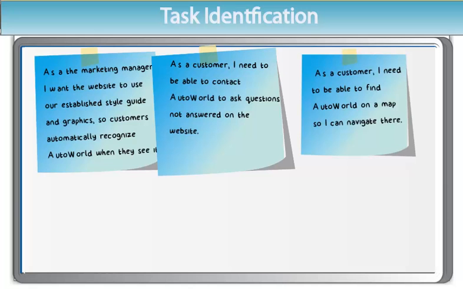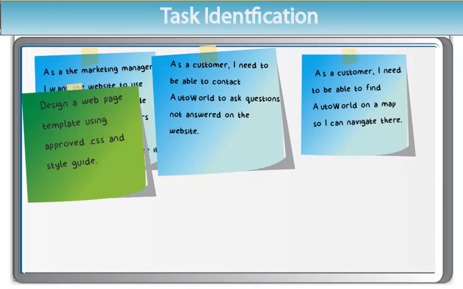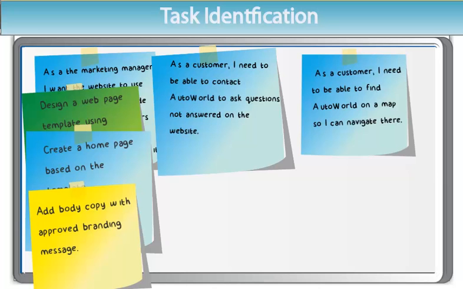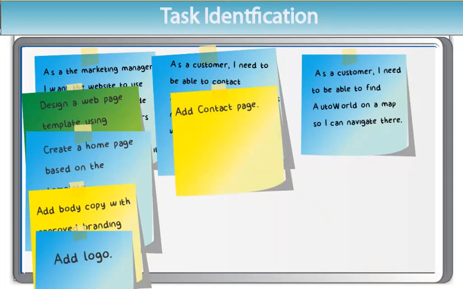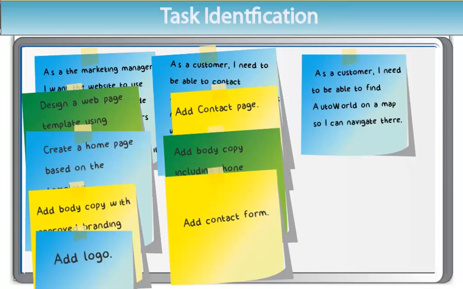This user story might include the following tasks: design a web page template using the approved CSS and style guide. Create a home page based on the template. Add body copy with approved branding message. Add approved logo. Let's look at the second user story. As a customer, I need to be able to contact AutoWorld to ask questions not answered on the website. This user story would probably include at least the following tasks: add contact page, add body copy including the phone number, and add contact form.